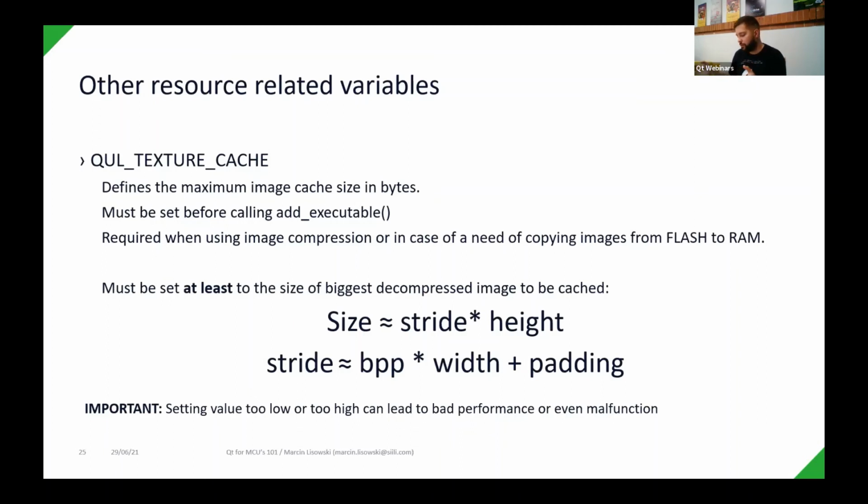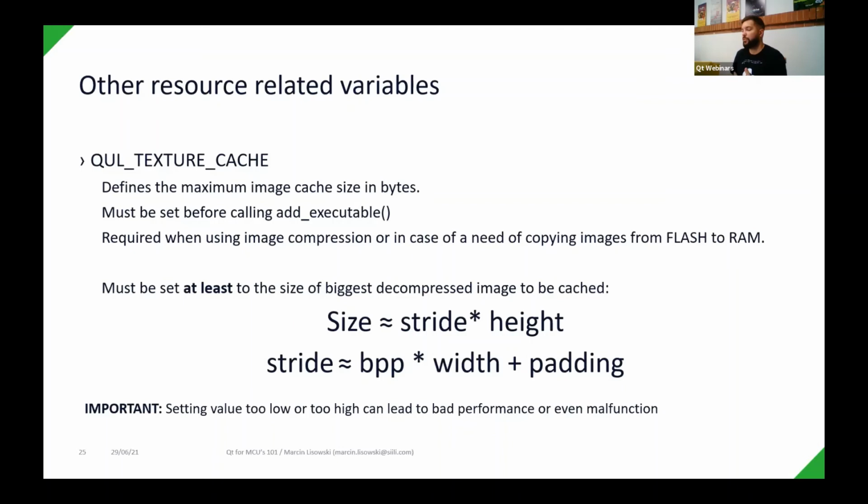It just holds some space for such dynamic cases where you have to or would like to decompress something or put something in the cache for faster access. And by providing the Qt texture cache property, we are defining how big that image cache is. And it must be set to at least the size of the biggest decompressed image to be cached. Because if it is lower, then that image cannot be decompressed properly, and your application will just halt.